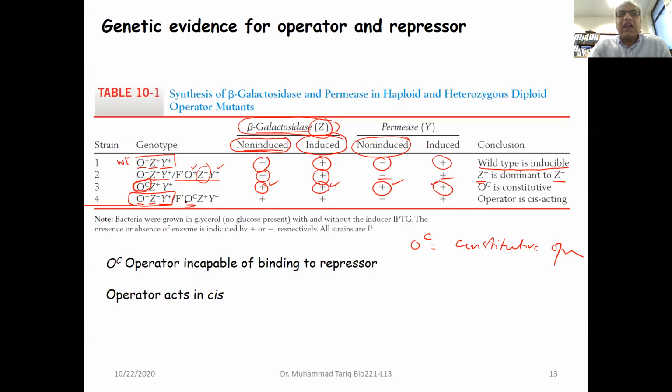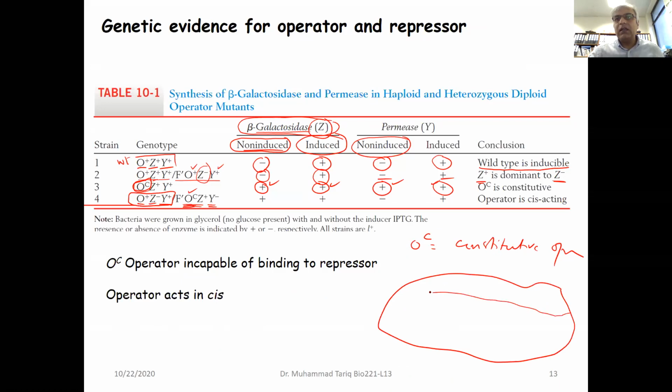In the F prime plasmid, you brought in constitutive operator together with wild type beta galactosidase and mutant permease. If I draw here, in bacteria, let's say this is the bacterial chromosome. You have O plus, Z minus, and Y plus.